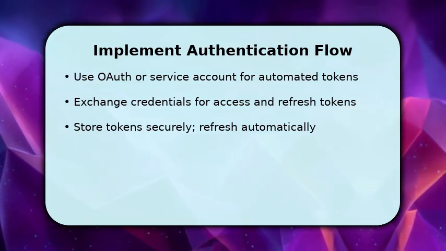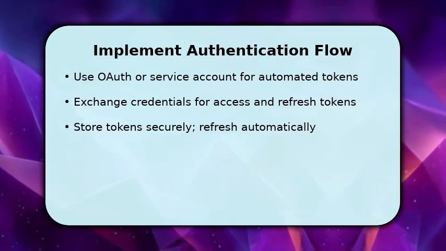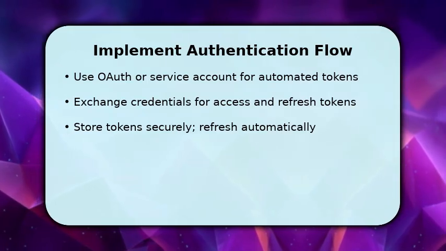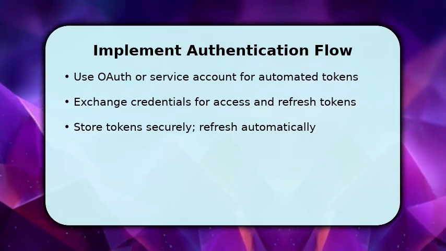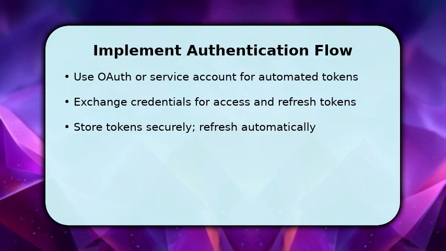Once you have tokens, code an automatic refresh routine to request a new access token before expiry. Also, make sure your token storage is encrypted and restricted. This prevents unauthorized uploads and keeps your automation reliable.